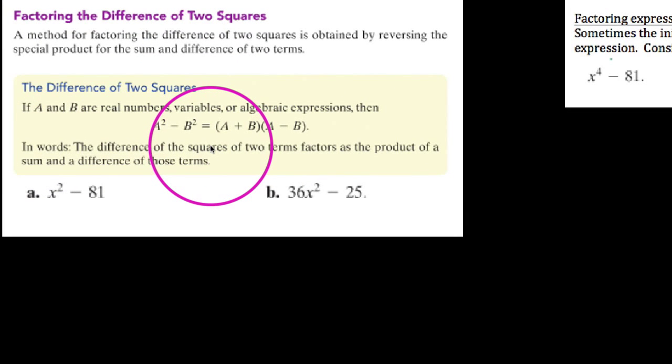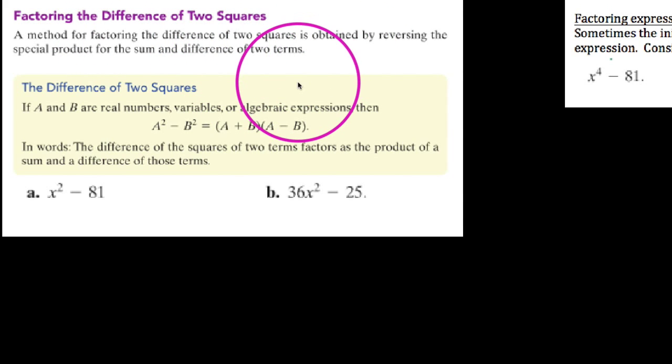Okay, YouTube, this is my third video in my module on factoring, in which we're going to focus on what we call differences of two squares. A method for factoring the differences of squares is obtained by reversing the special product for the sum and difference of two terms.